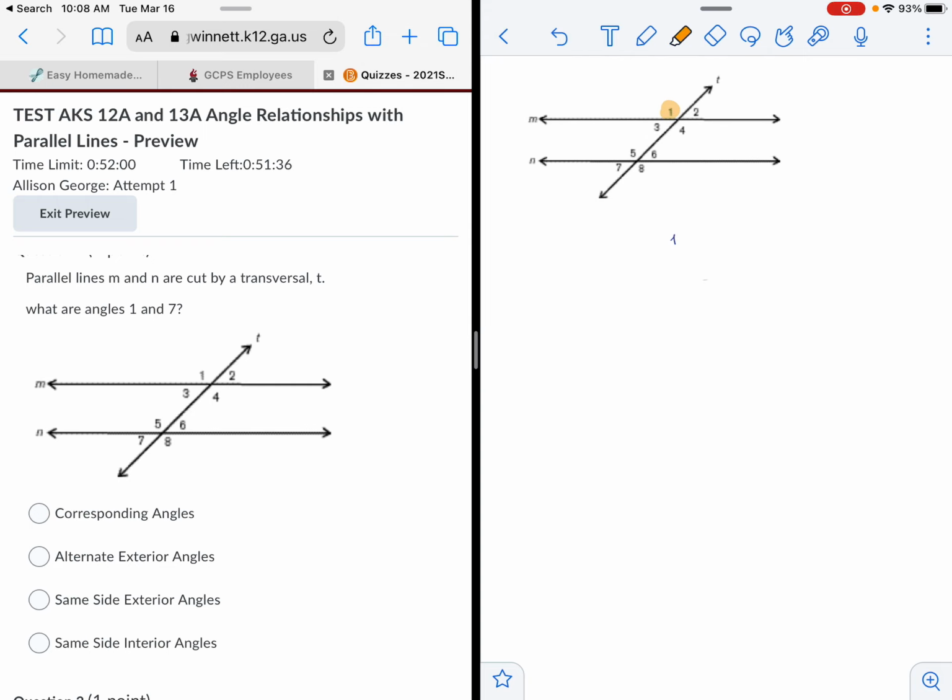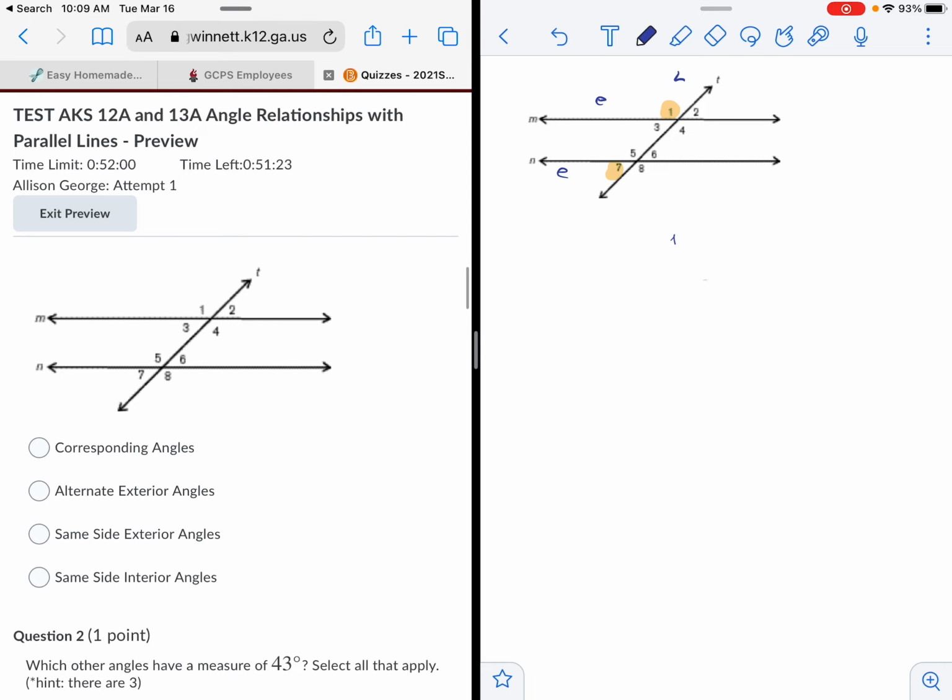So here's angle 1 and here's angle 7. They are both on the left side of the transversal, and they are on the exterior of the two parallel lines. So these would be same side exterior angles.